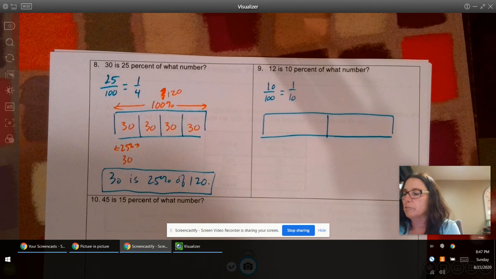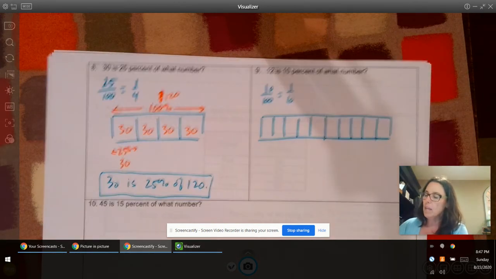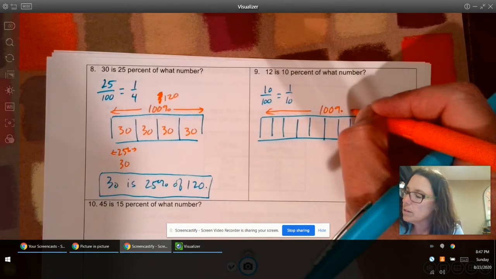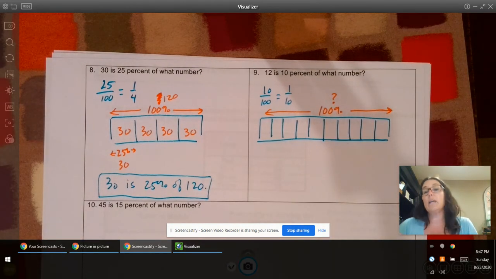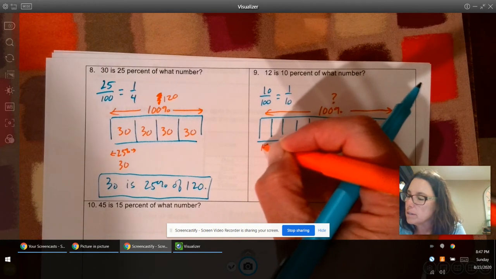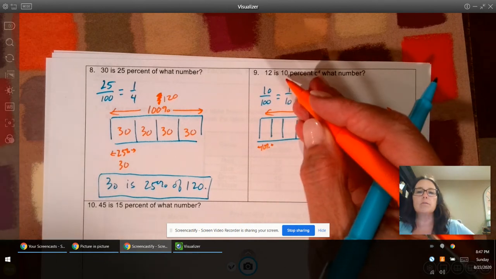Okay, so 1, 2, 3, 4, 5. 1, 2, 3, 4, 5. All right, so we know this whole thing is 100%. But remember, we don't know that number yet. We're trying to find out that number. Okay, it says 12 is 10% of what number? Okay, well, if we have 10 boxes, how much percent is in each? Hopefully you're thinking 10%. Okay, well, if one box is 10%, it gives you the answer right here for the magic number.